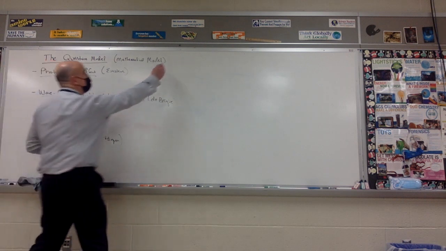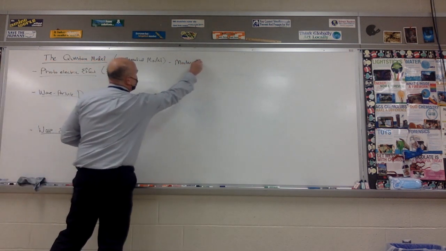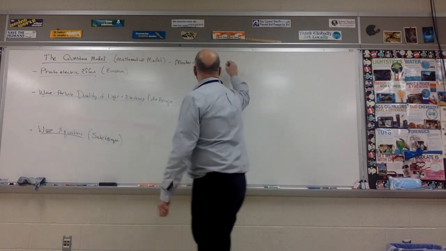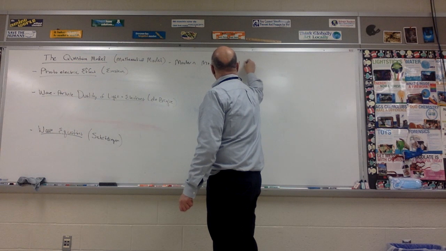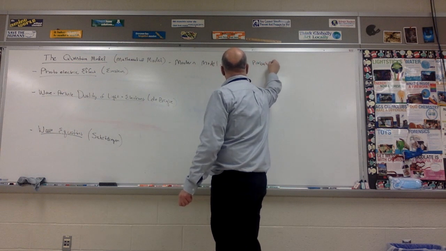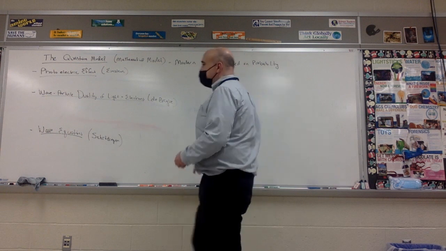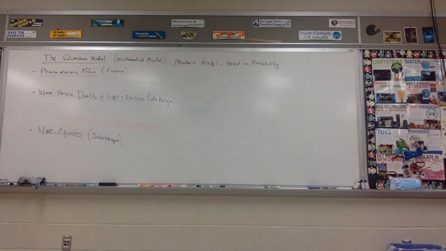So the quantum model, this is our modern day. It's all based on probability. So this is where we're going away from the Bohr model. Bohr defined these energy levels, right? So the electrons were in these specific paths at exact distances from the nucleus. Now we're saying, no, we can't specify where an electron is. We can just tell where it will most likely be.